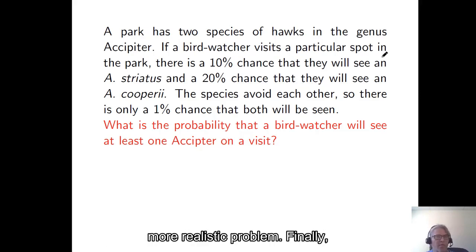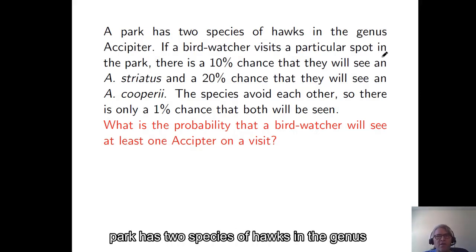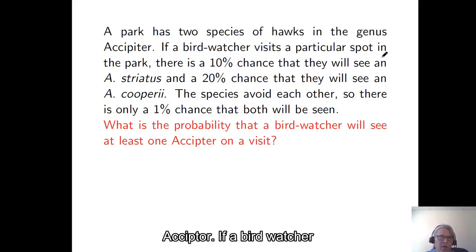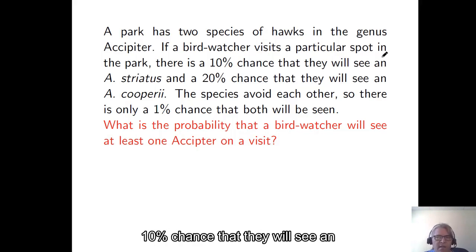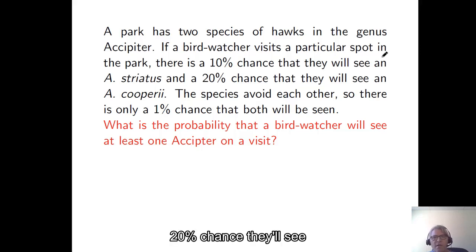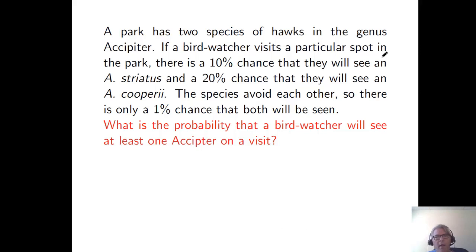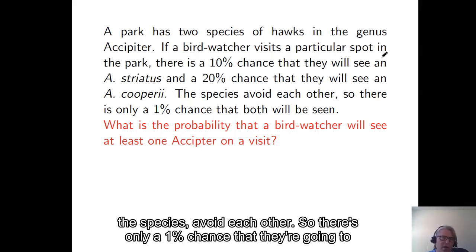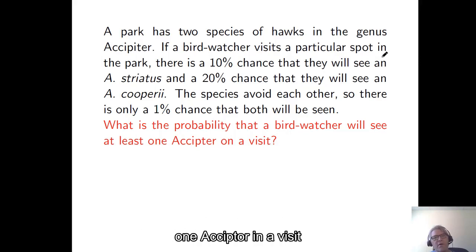Here's a more realistic problem, finally getting away from the rolling of dice. A park has 2 species of hawks in the genus Accipiter. If a birdwatcher visits a particular spot in the park, there's a 10% chance that they will see an Accipiter striatus, the sharp-shinned hawk, and a 20% chance they'll see an Accipiter cooperi, the Cooper's hawk. The species avoid each other, so there's only a 1% chance that they're going to see both of them. What's the probability that a birdwatcher will see at least one Accipiter on a visit to this park?